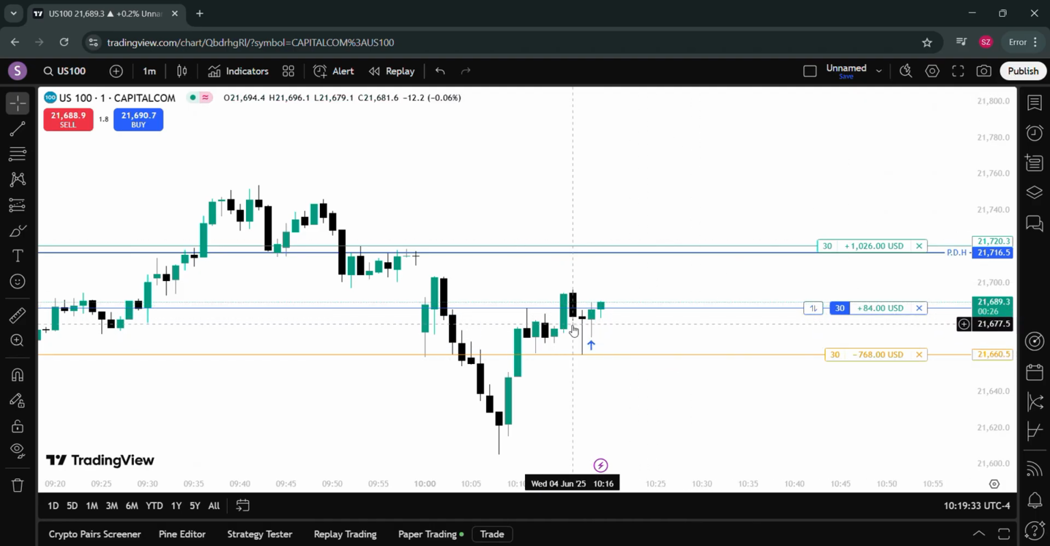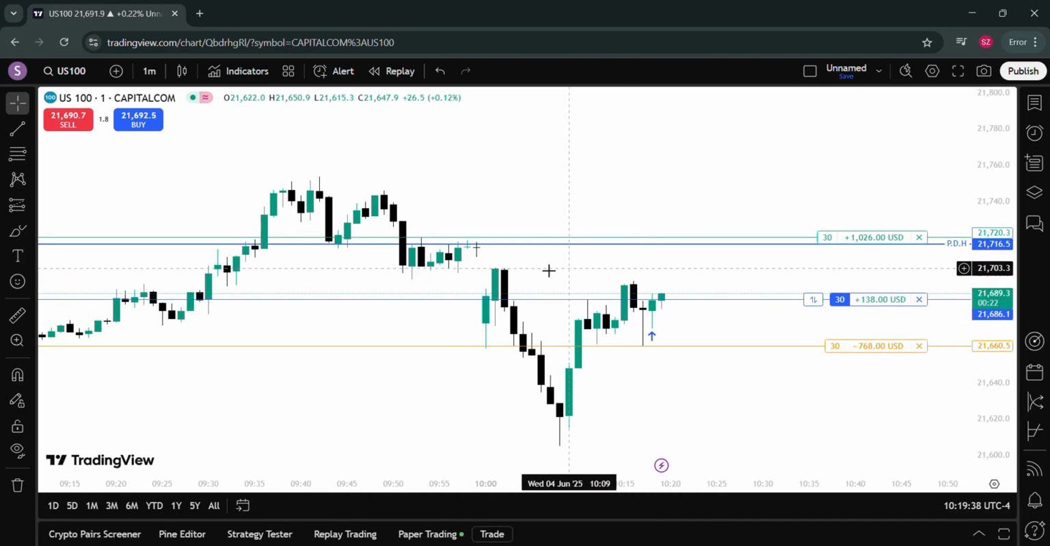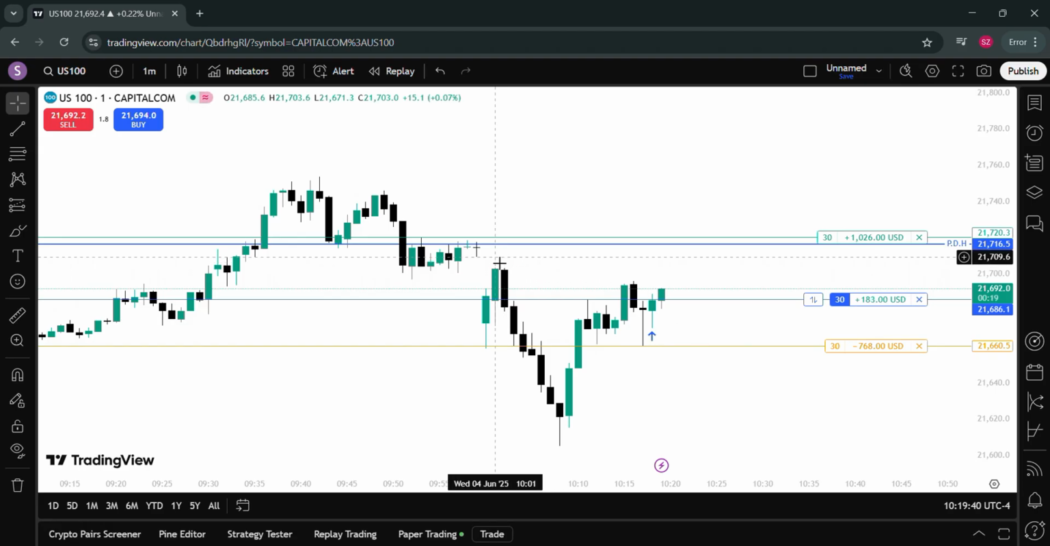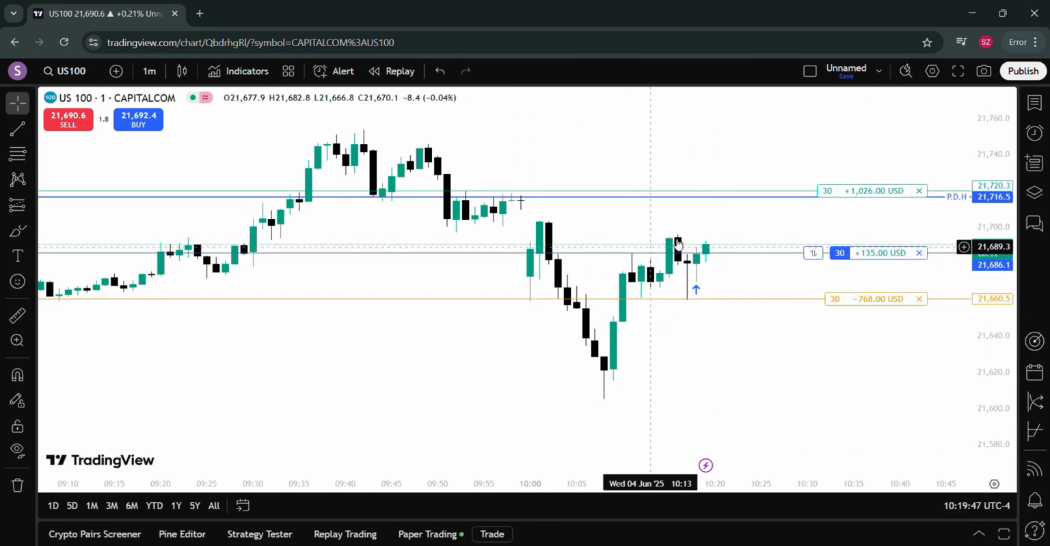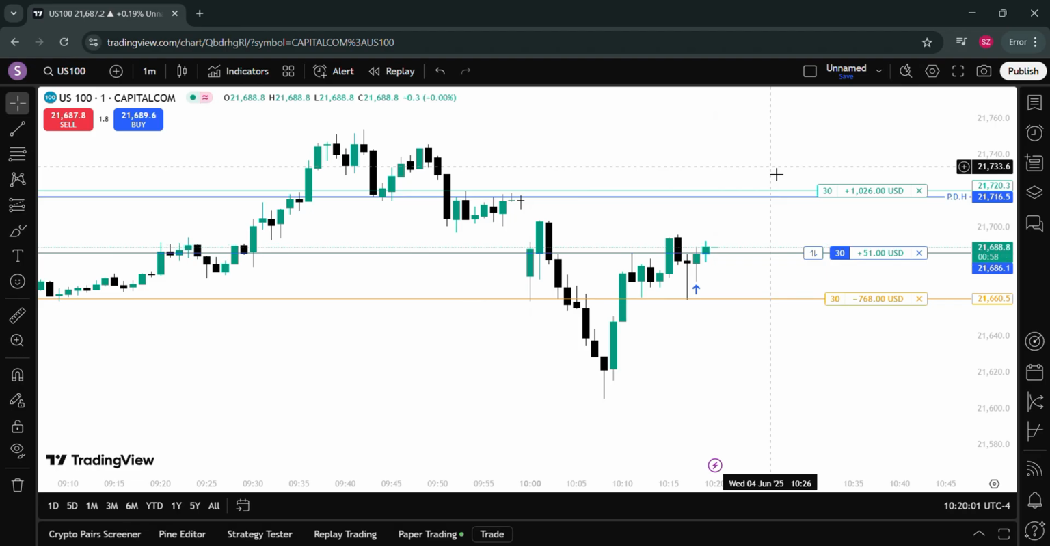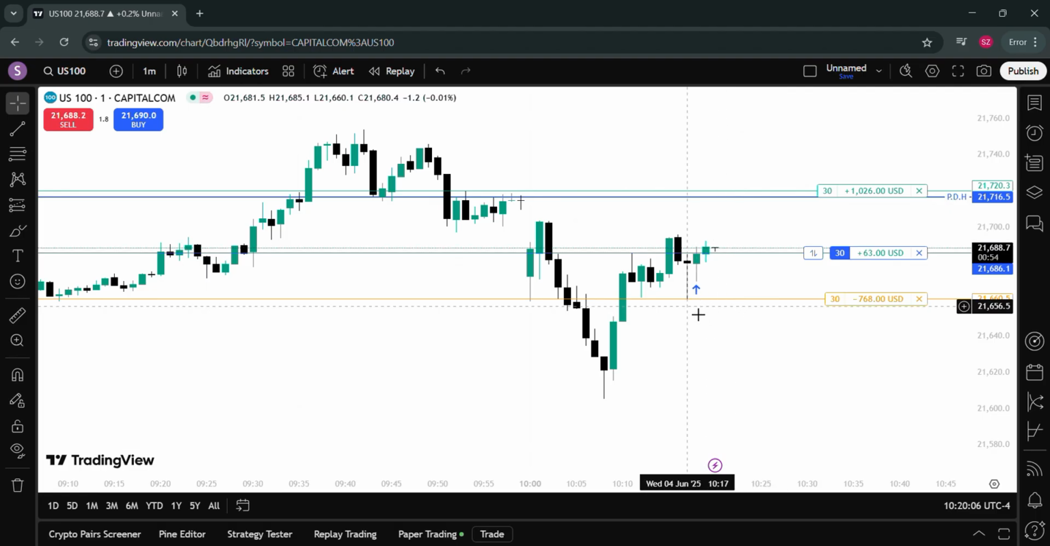Price has given a market structure shift with also a bullish FVG. This is my setup. I'm going to be targeting this gap, but a little higher than that. This swing high, which I think the price is going to take. Let's see what happens. My SL is going to be below this swing low.